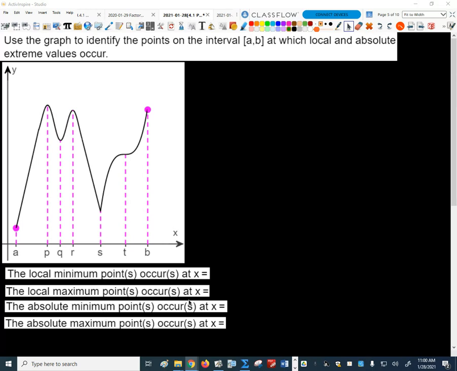Absolute minimum. Where is the absolute minimum in this case? Absolute minimum. Madeline, just go ahead and type it in chat.